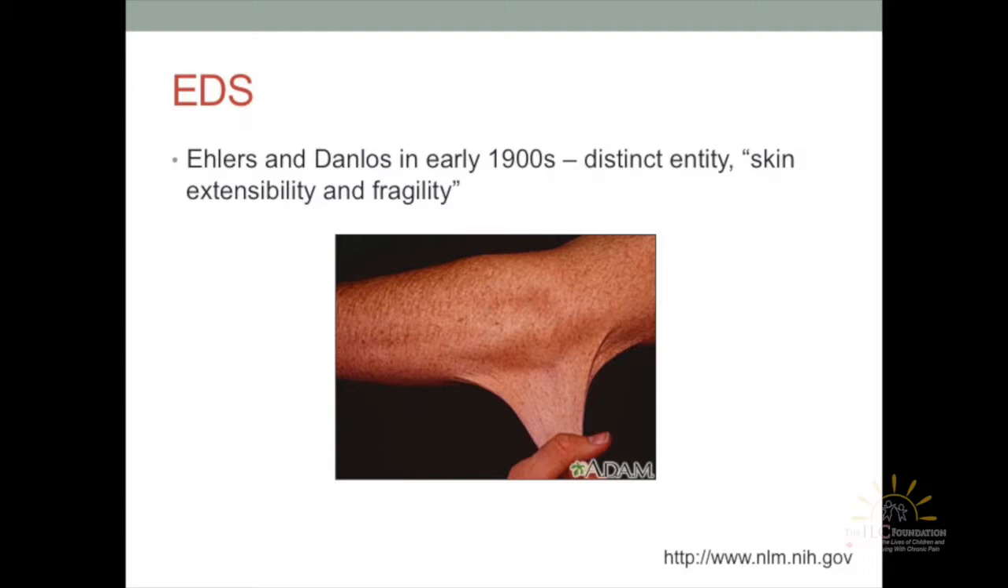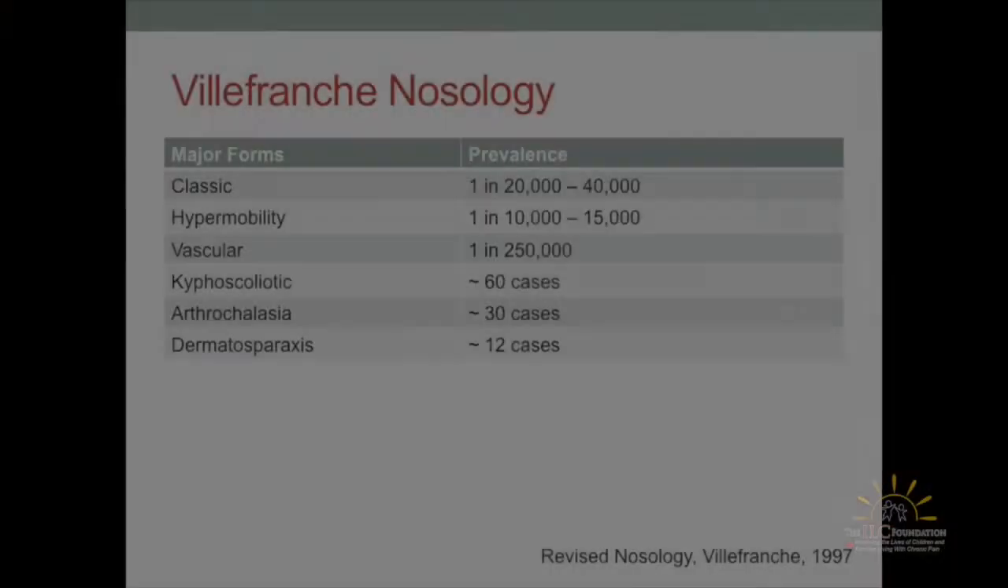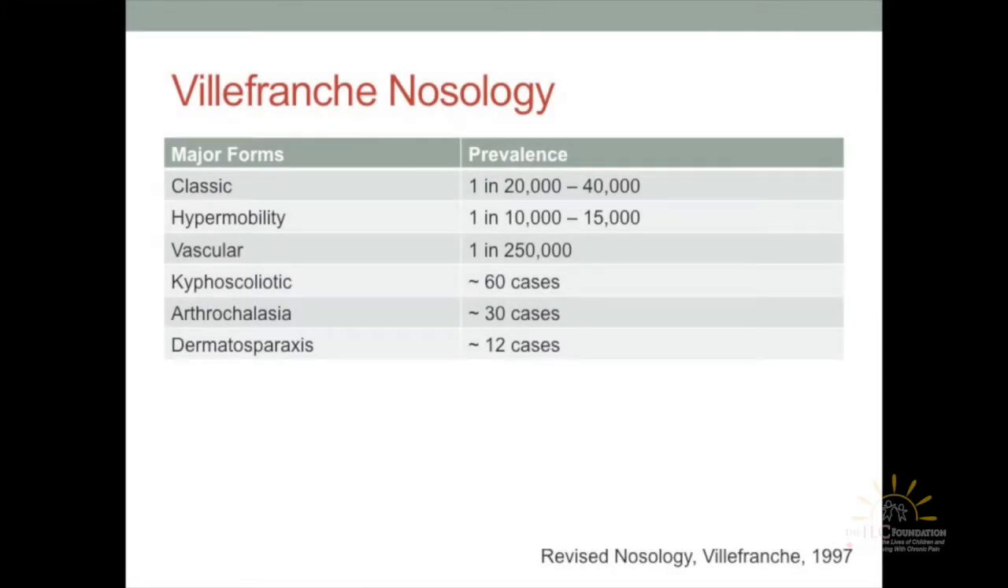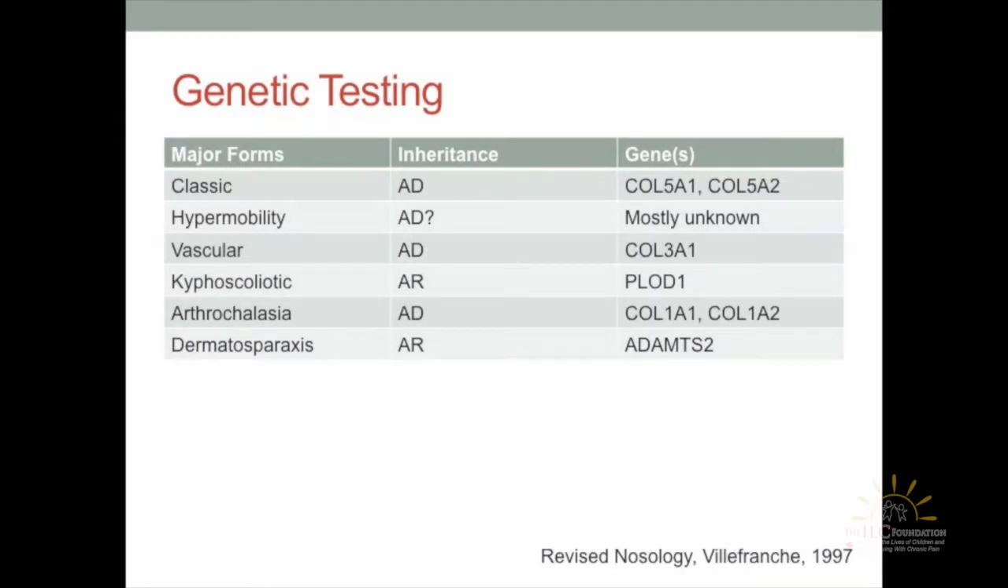So the Villefranche nosology, redone in 1997, and I think we've talked about it a little earlier, there are now multiple forms of Ehlers-Danlos syndrome. There's the classic, the hypermobility, the vascular, as well as a few other more rare forms. But as you can see, the more popular ones are the classic and the hypermobility. The hypermobility exists in a prevalence of 1 in 10,000 to 1 in 15,000.